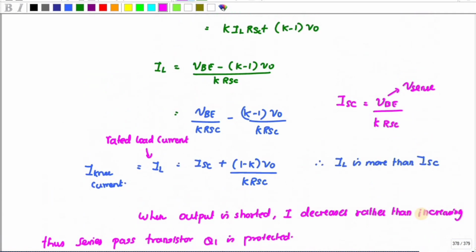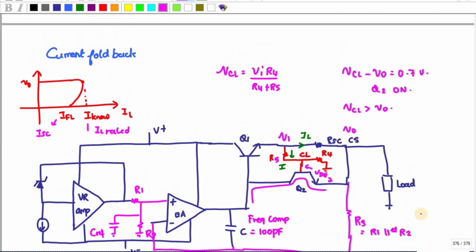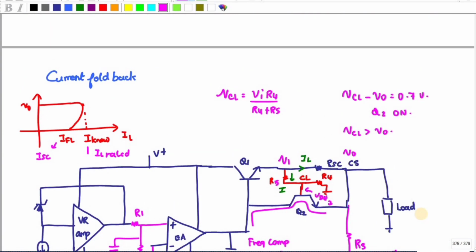If you see the characteristics of the current foldback, this is the characteristic. You can see the IL value is greater than the ISC value. Generally, as the load increases, the voltage falls backward, and finally the current becomes ISC at zero voltage, which is less than the rated load current. Hence this protection circuit is called the foldback protection circuit.